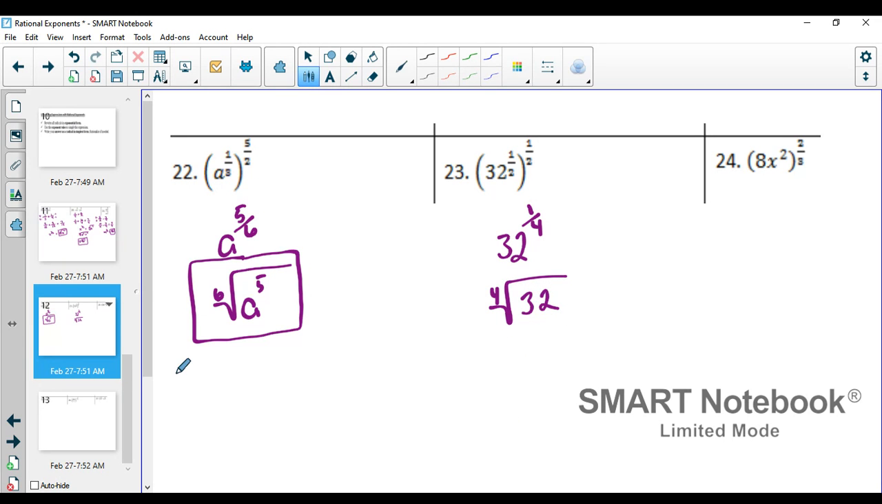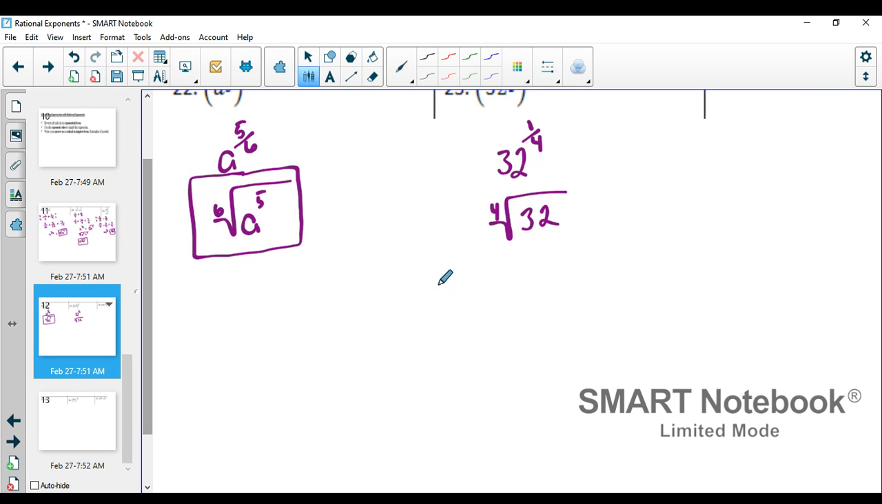Now, we can simplify this because we know that 16 has a 4th root, and 16 times 2 is 32. So we have the 4th root of 16 times the 4th root of 2. So the 4th root of 16 is 2, and then this doesn't simplify, so 2 times the 4th root of 2. And there we go.